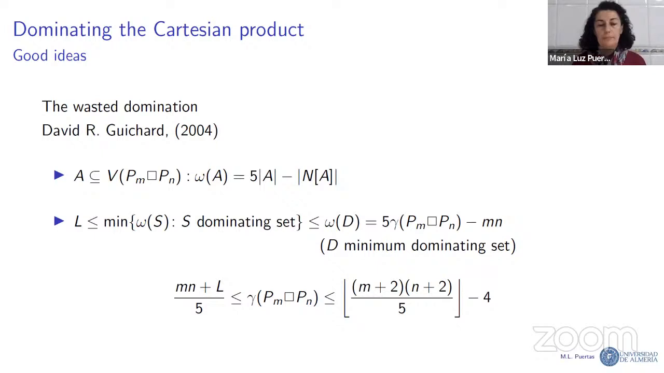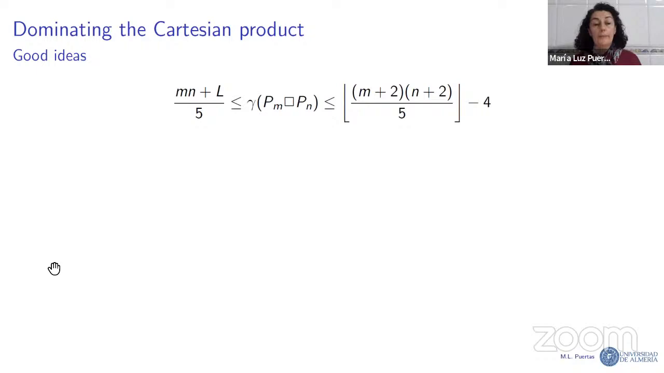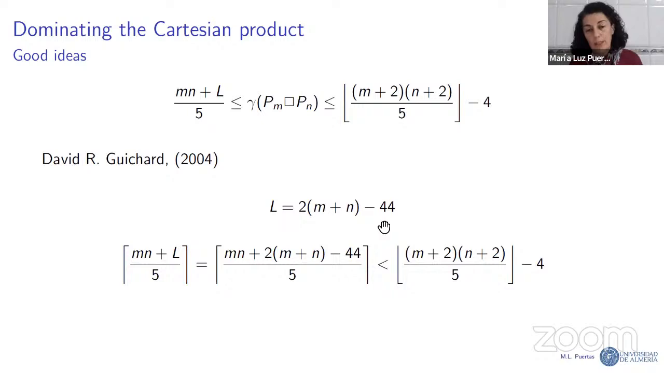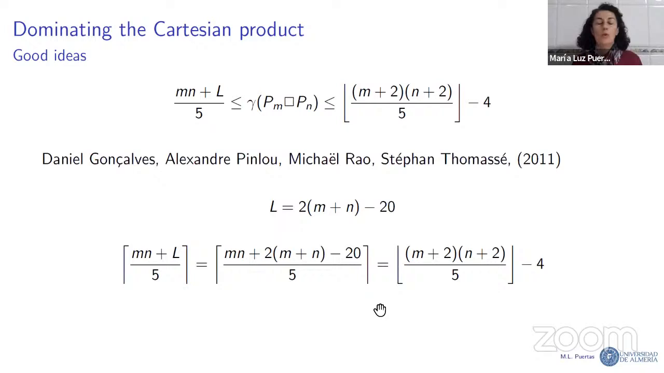And in his paper, Guichard obtained this value for L, and unfortunately it was not enough, because with his value, the lower bound and the upper bound were not equal. However, in the final computation of this parameter, the author improved the value of L, and in this case, lower bound and upper bound are equal, and this was the end of the story.